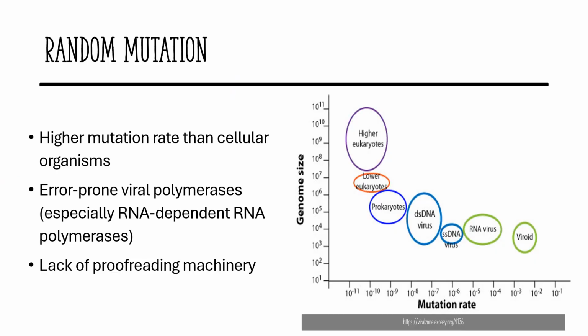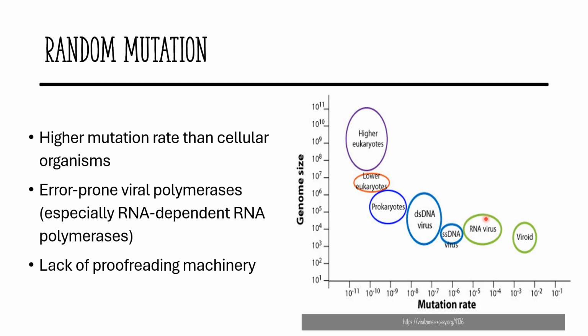Random mutation of viral genomes. The mutation rate is the frequency of new mutations in a single gene, nucleotide sequence, or organism over time. Viral genomes display a higher mutation rate than cellular organisms. In some viruses, such as the retroviruses or the human immunodeficiency virus, the mutation rates may be as high as 10 to the power of minus 3 to 10 to the power of minus 4 per incorporated nucleotide.